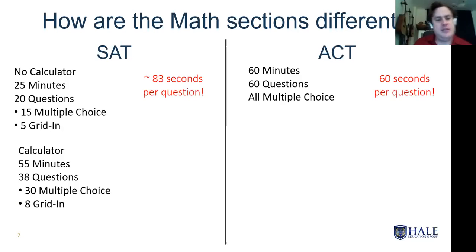If you do the math, you'll notice you get 83 seconds per question for the SAT, and you get 60 seconds per question for the ACT. More specifically, I believe that the no calculator section on the SAT is like 1 minute and 15 seconds, whereas the calculator section is like 1 minute and 25 seconds. So it's an average. But you get more than a minute. That's the point. And that's an important point. We'll talk about that in a minute.